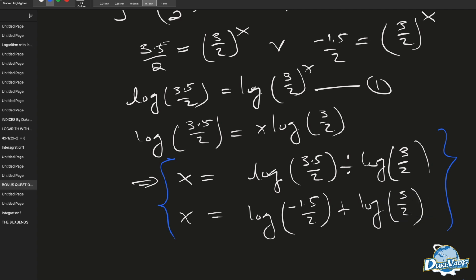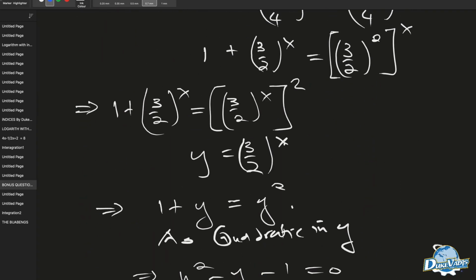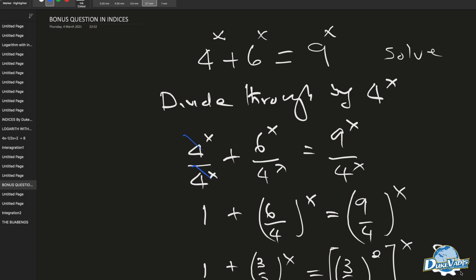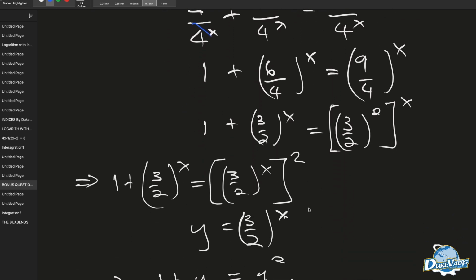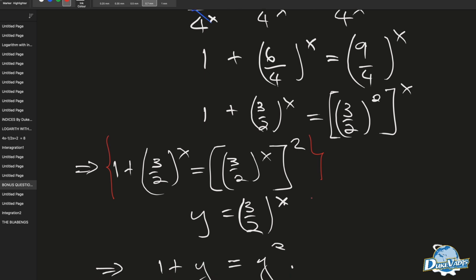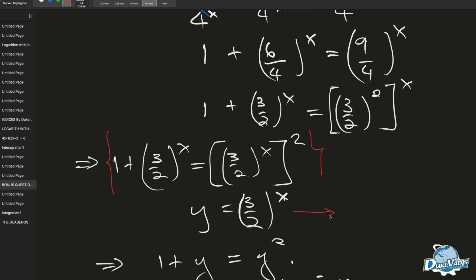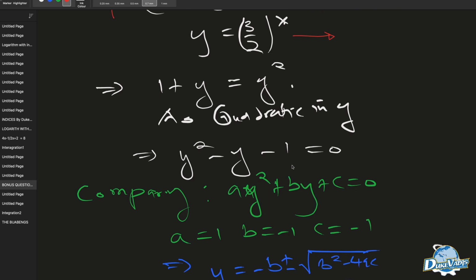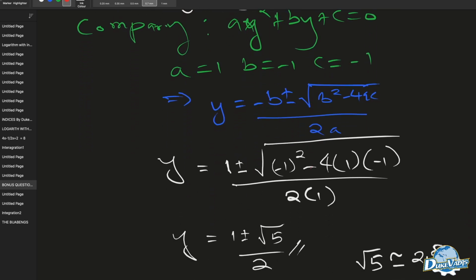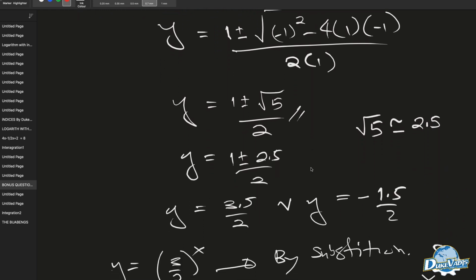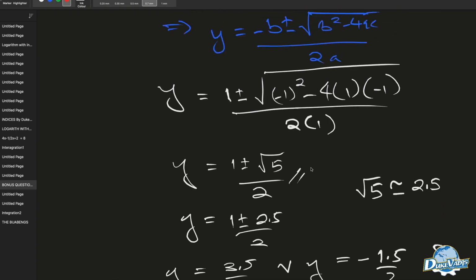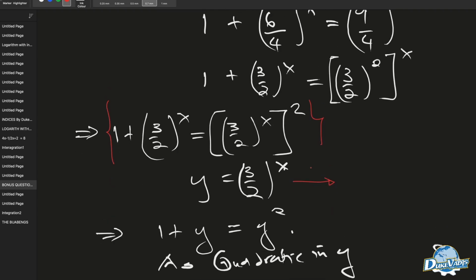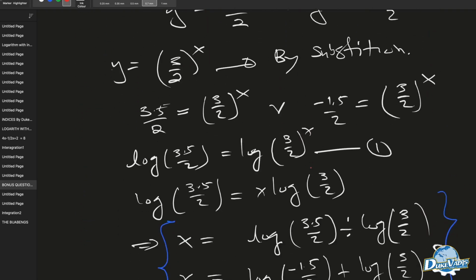I hope it's clear to everybody. This is so simple. As you can see, what did we do? We just divided through by 4, and we arrived at this equation. After that, we substituted. We let y be equal to 3 over 2 exponent x. Then we ended up having this quadratic equation. We used the almighty quadratic formula, and this is what we have achieved. Nice. This is quick, easy, and simple. Fantastic. It looks so beautiful.